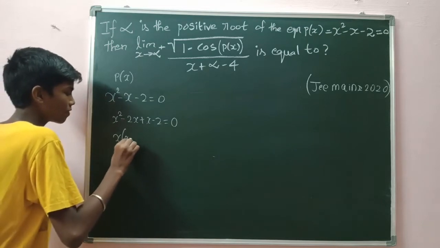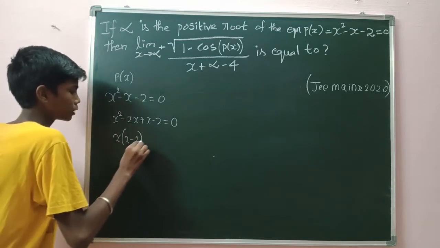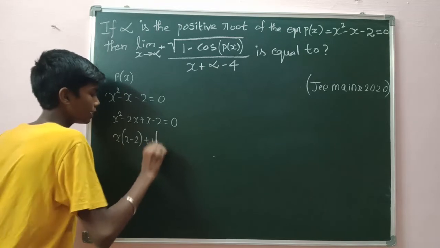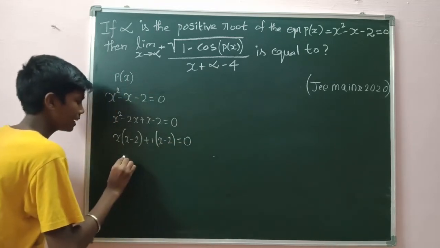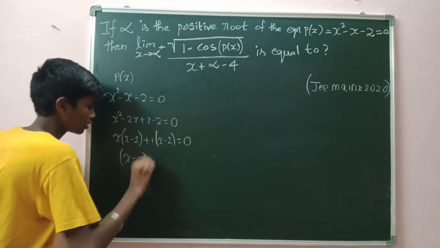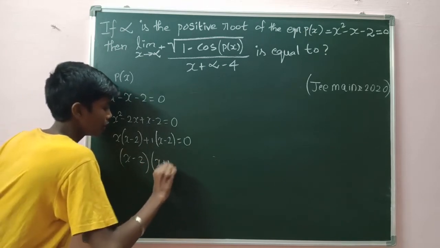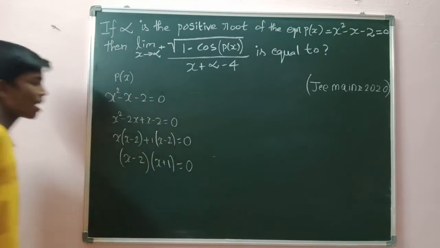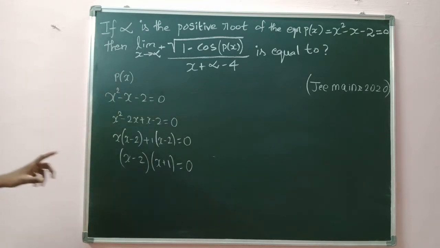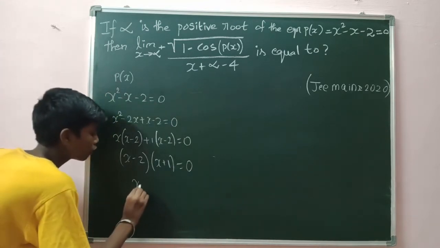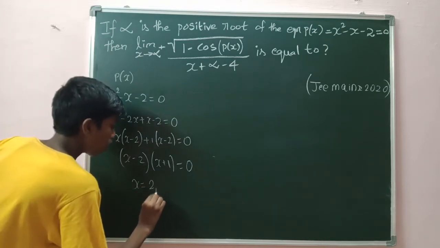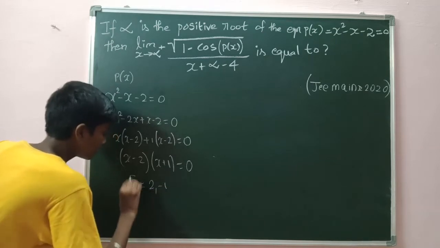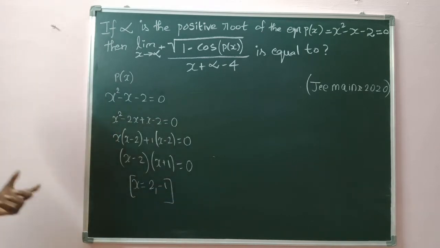After that I can take the common factor for the first two terms. Then I will get x(x − 2) + 1(x − 2) = 0. So finally I will get (x − 2)(x + 1) = 0. That's the final form that I got after factorization. From this, the solution for this equation, that means the roots of the equation p(x), will be either 2 or −1.